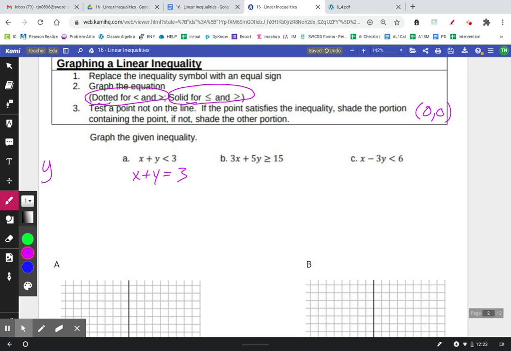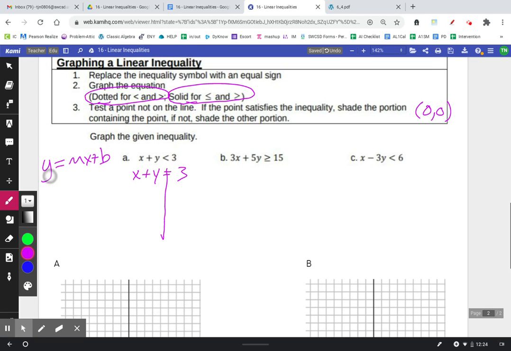I need this, y equals mx plus b, to graph. We just like that one better. I don't have that yet. I need y alone. So I need to get y alone. How do I do that? Move my x. X minus x is 0. It goes away. So I am left with y equals 3 minus x. Those are not like terms. I'm just going to write out negative x plus 3.